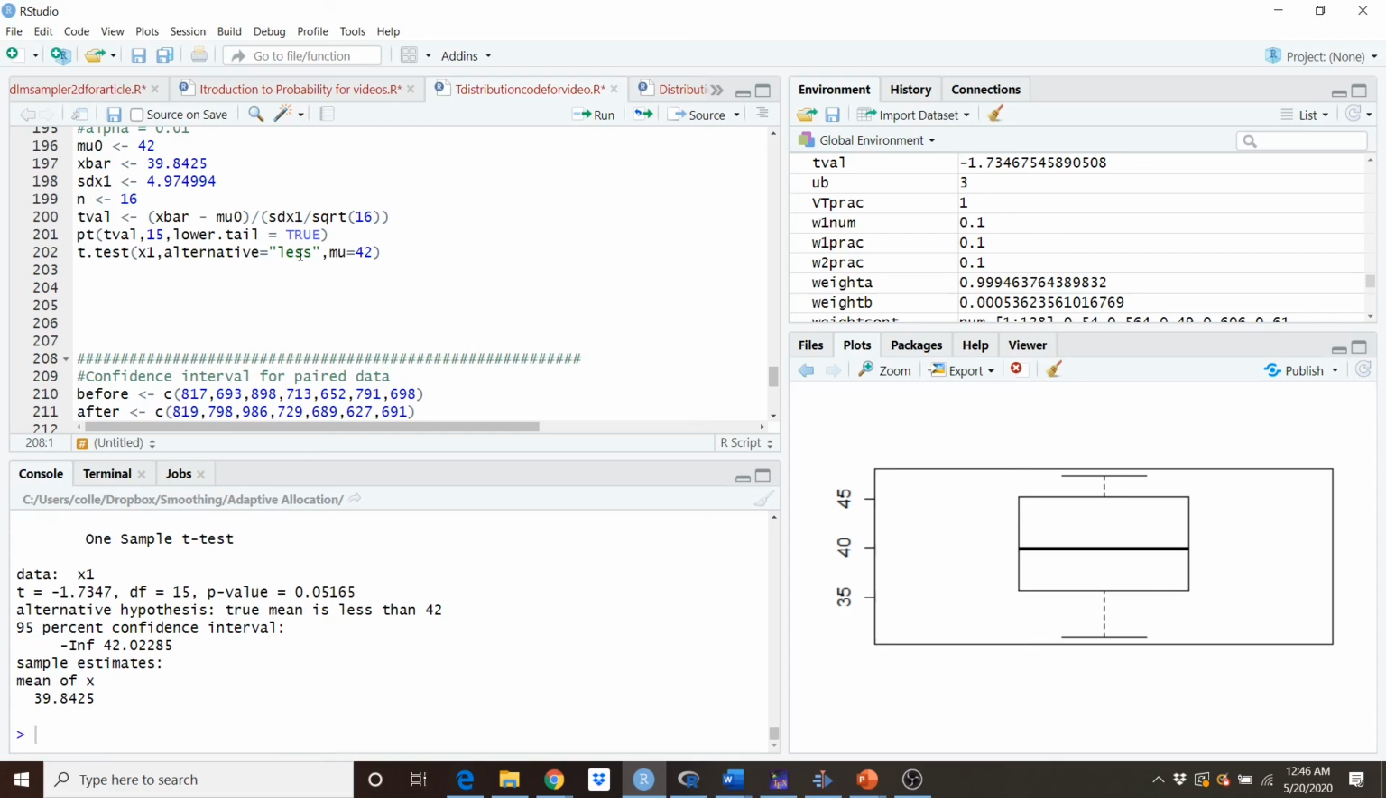Also notice what happens when I have a less: look at my interval. Negative infinity is always going to be less. And so if I'm trying to create a confidence interval, I cannot use less or greater. Hence the reason I mentioned two-sided in the confidence interval portion of this.